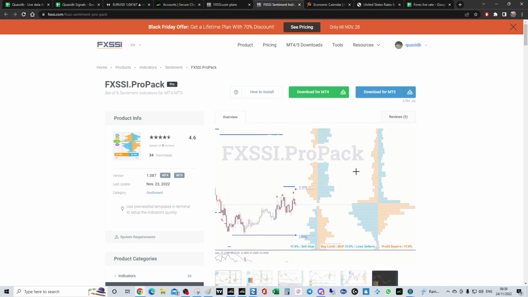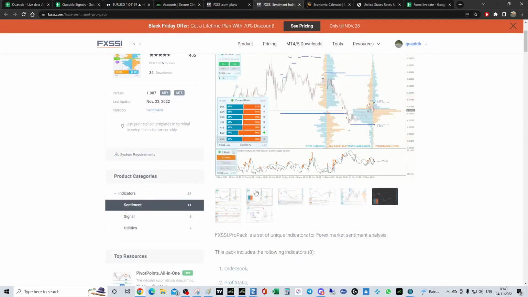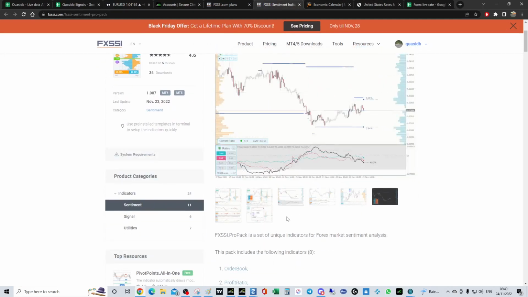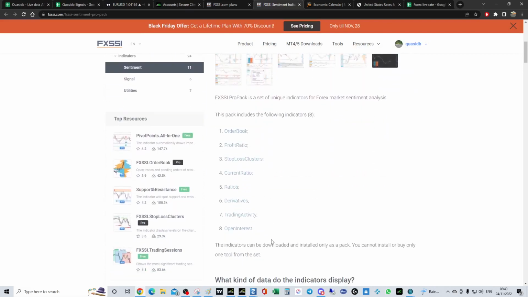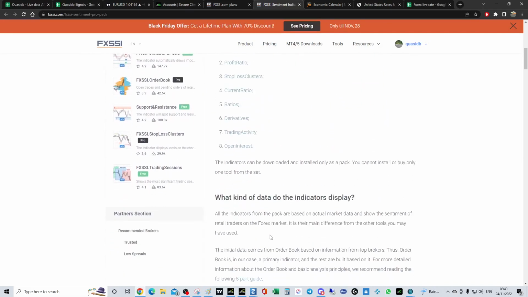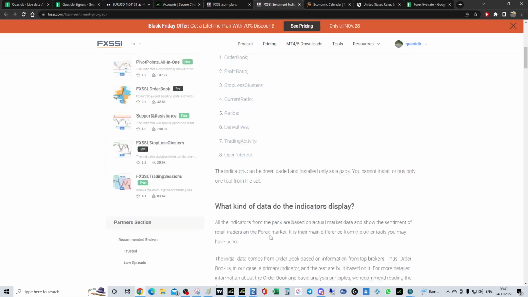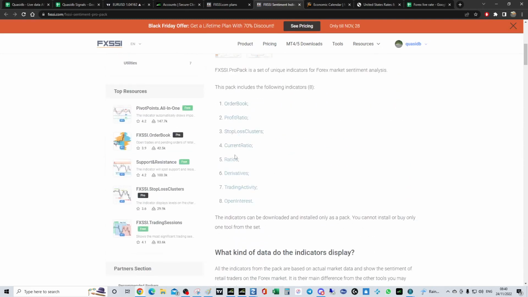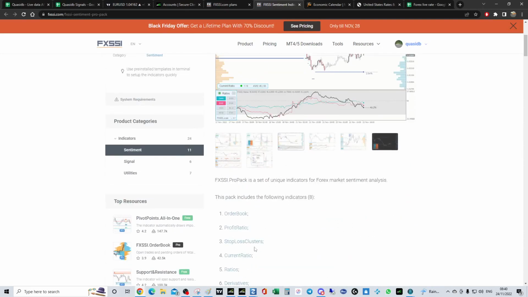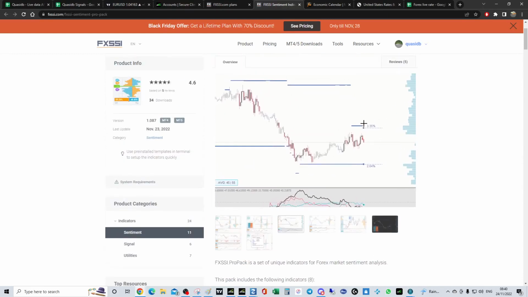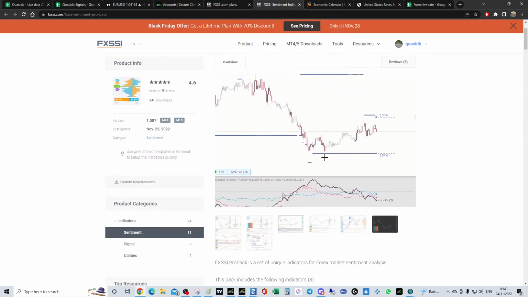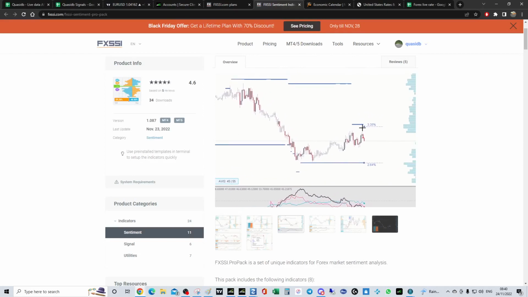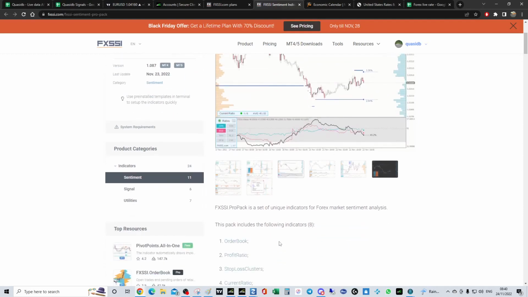So you've got your order book, you've got the stop loss clusters, you've got your ratios, profit ratios, loads and loads of awesome stuff. And I can help you understand how to use these as well. Some of them are quite self-explanatory, like the stop loss clusters. That's where you're going to target. If you've got the bias to buy using the sentiment, you target the SLC. It's not rocket science at all. It's very simple. If you want me to help you with the other indicators, that's fine. I don't mind at all.